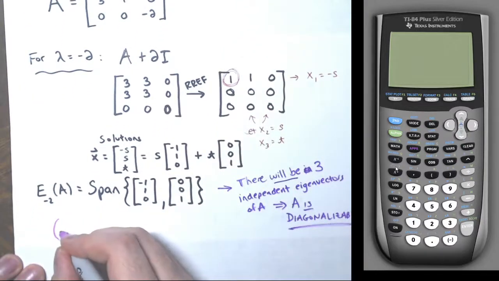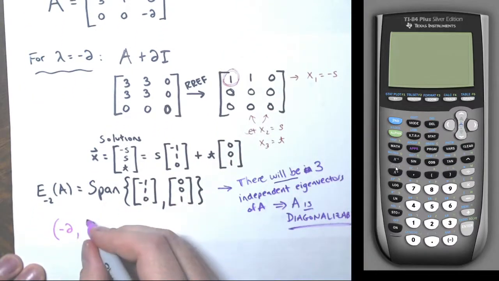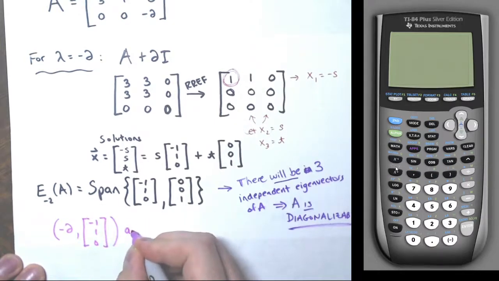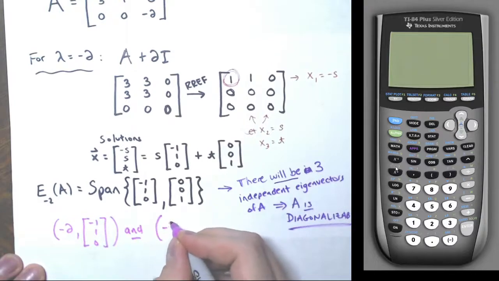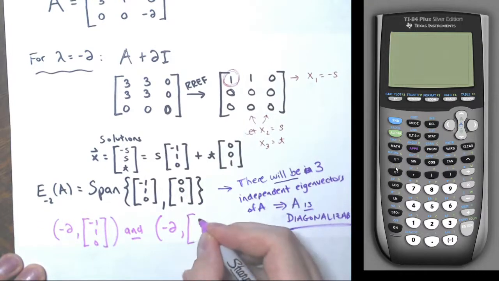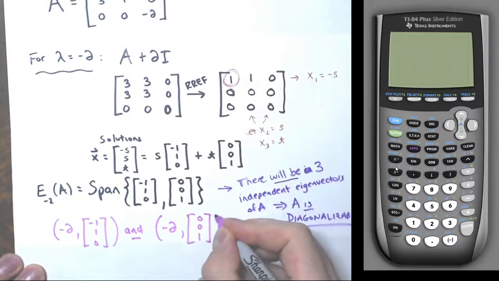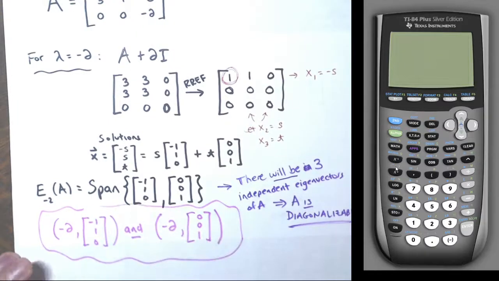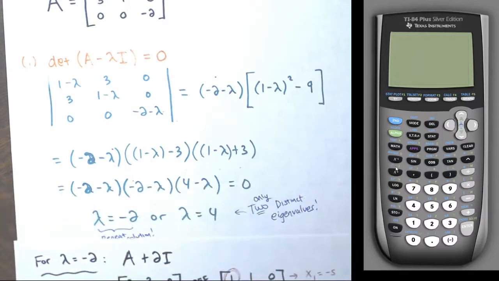My eigenpairs are -2 with this one basis vector, (-1, 1, 0), and -2, still the same eigenvalue, with this other basis vector, (0, 0, 1). I'm using these when I go to construct my matrix P later. I'll make this the first column of P, and this the second column of P. Then the other eigenvalue was 4. So -2 and 4.